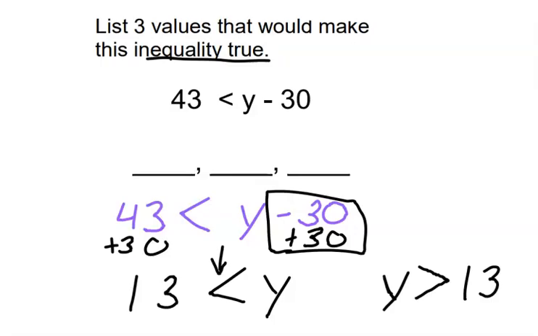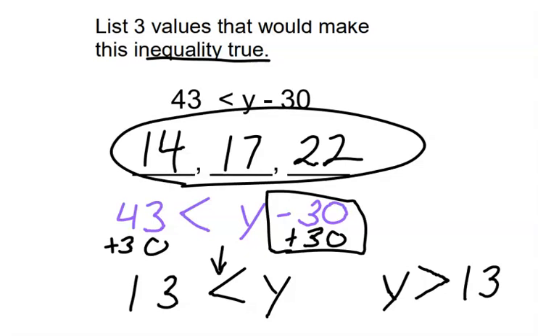Y is greater than 13, which means it could be 14, it could be 15, it could be a billion, it could be any large number, as long as it is 14 or higher. So I'm just going to put 17 and 22. I don't know. So it has to be 14 or bigger, as long as you put three numbers that are larger than 14, then that would be a correct answer.